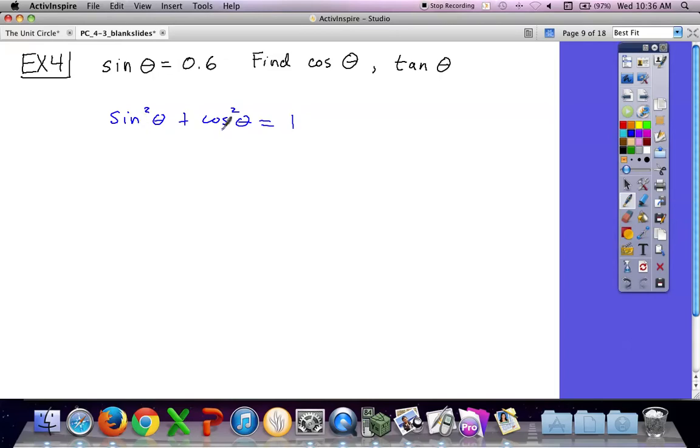So let's do that, right? In the place of sine, put 0.6. And remember, that 2 in that position means squared. It means sine theta squared. So sine theta is 0.6 squared. Right, 0.6 squared is 0.36. Solve for cosine. Subtract 0.36.